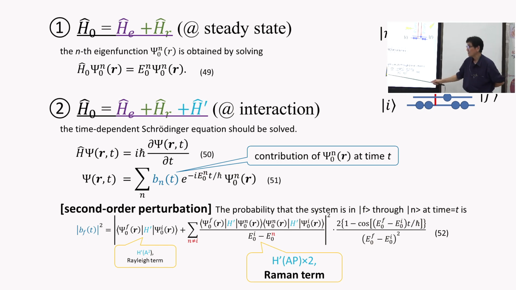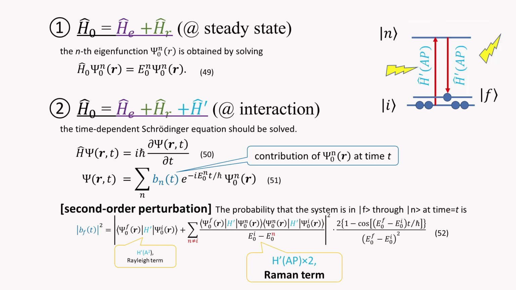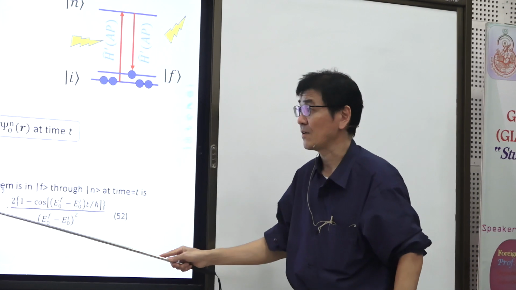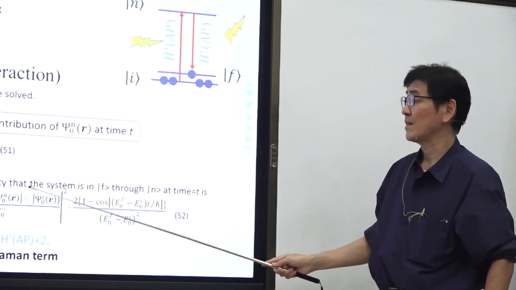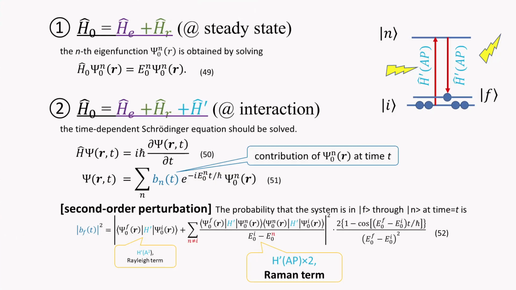So the intermediate state n appears here and here. So as a consequence of interaction, the state i goes to n. And as a consequence of the second perturbation, the state n goes to f. This is the Raman scattering process, and H prime appears twice. In particular, H prime AP appears twice. Okay? This is the description.